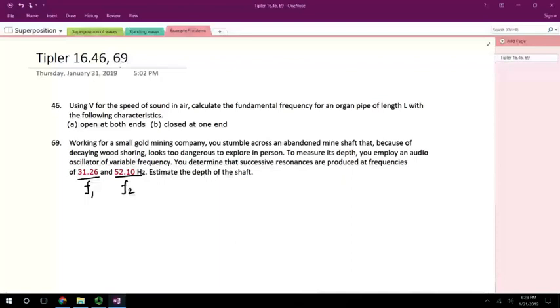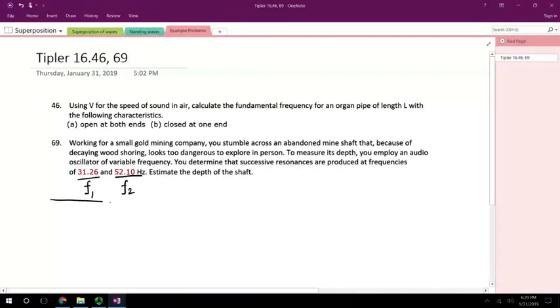For this problem, in the book, you will find that the book gives numbers for the problem, and I have taken each of those numbers and replaced it by a letter. So, for example, this problem says using some number for the speed of sound in air, and I have replaced that with v. Using v for the speed of sound in air, calculate the fundamental frequency for an organ pipe of length L. Again, the actual value of the length is given, but we're going to work this problem out with L. With the following characteristics: for part A, it's a pipe that is open at both ends, and for part B, it's closed at one end.